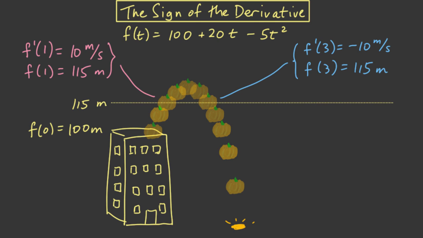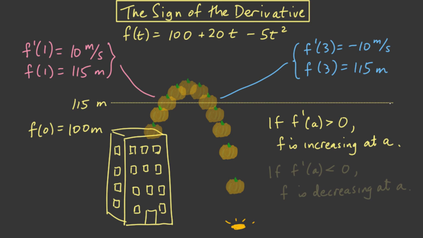So the sign of a derivative tells us the direction in which the function is changing. If f prime of a is positive, then f is increasing at that point. And if f prime of a is negative, then f is decreasing at that point.